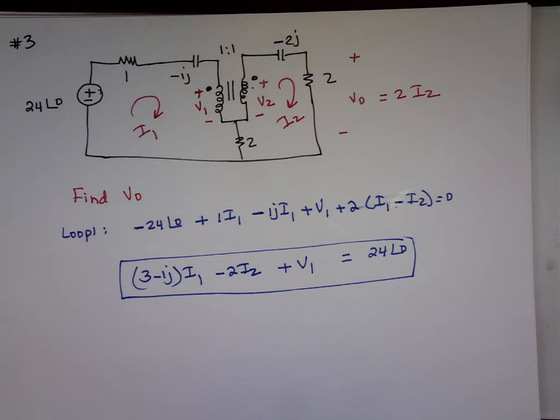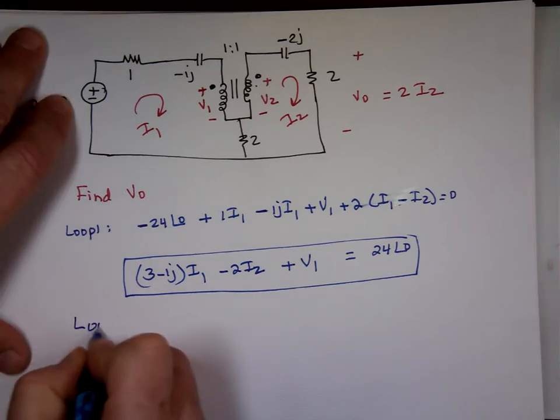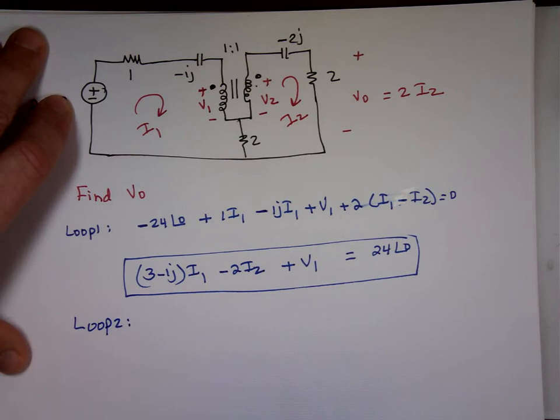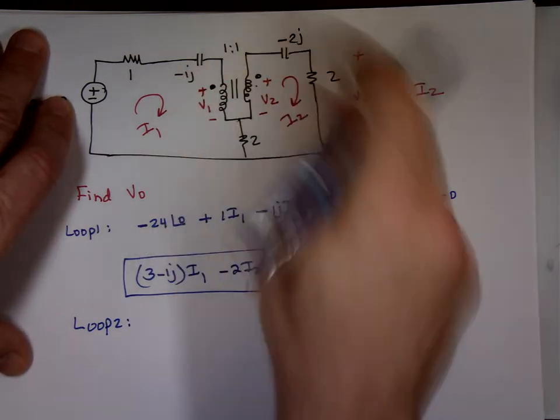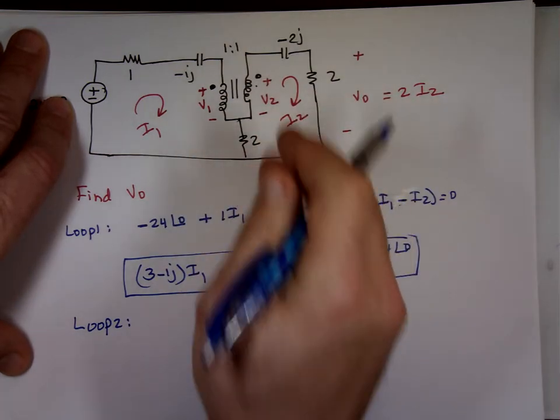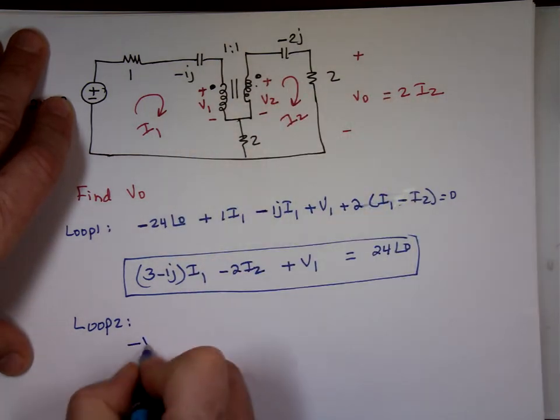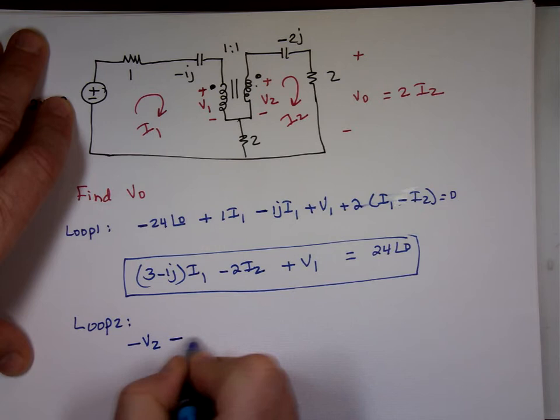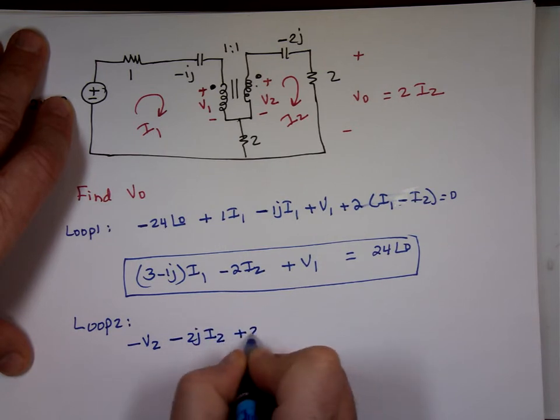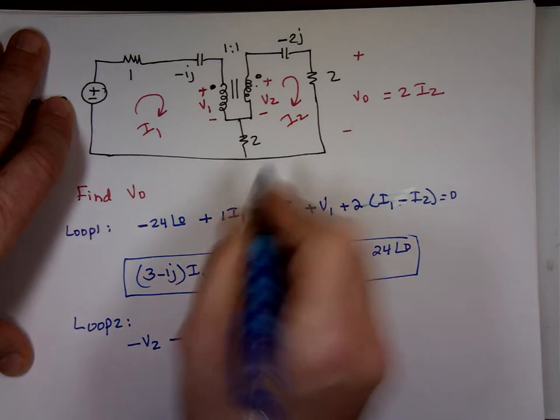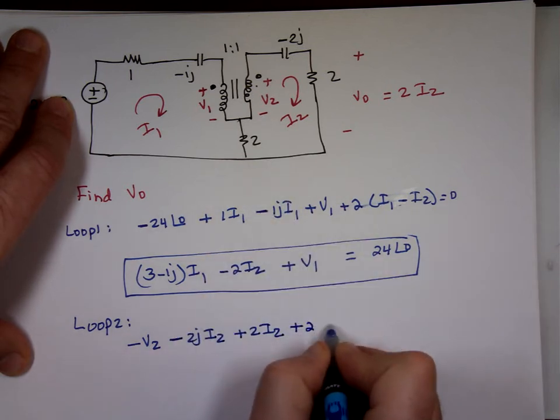Let's look at loop 2. Loop 2 is right there, traveling this way. So we'll begin with negative V2 minus 2j times I sub 2 plus 2 I sub 2 plus 2 times I sub 2 minus I sub 1.